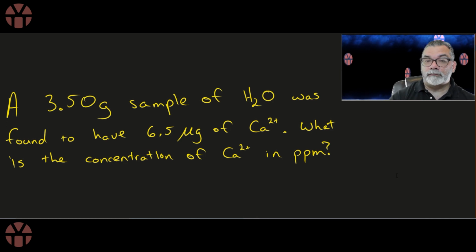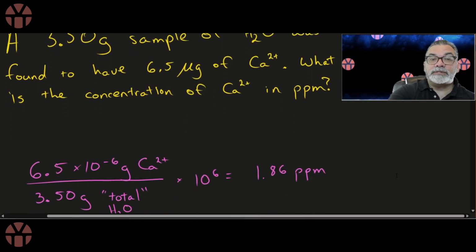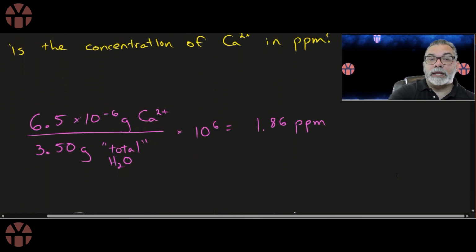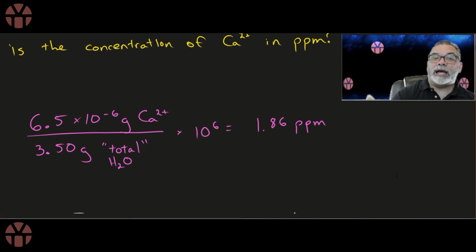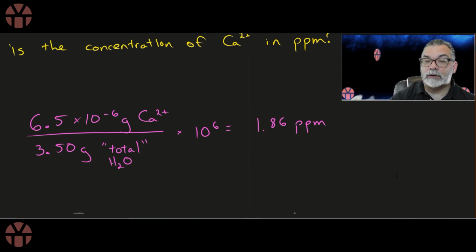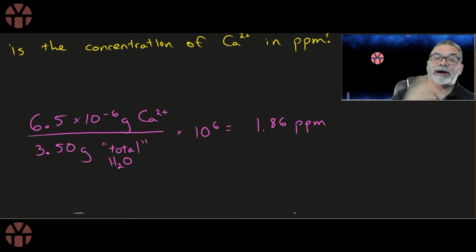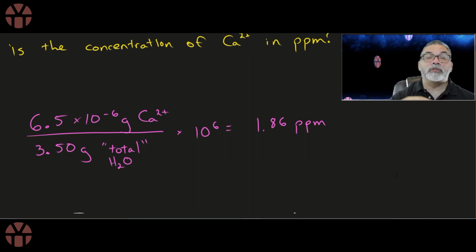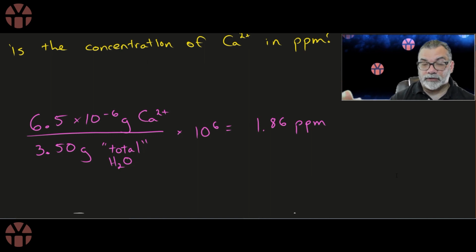be water. But what we're going to do in this case is we're going to start, once again, by measuring a part and dividing it by the whole. We know that the mass of calcium was going to be 6.5 times 10 to the negative 6 grams. That was its mass of the part. We divide that by the total mass of the solution. In this case, it's going to be the water plus whatever else was in there.